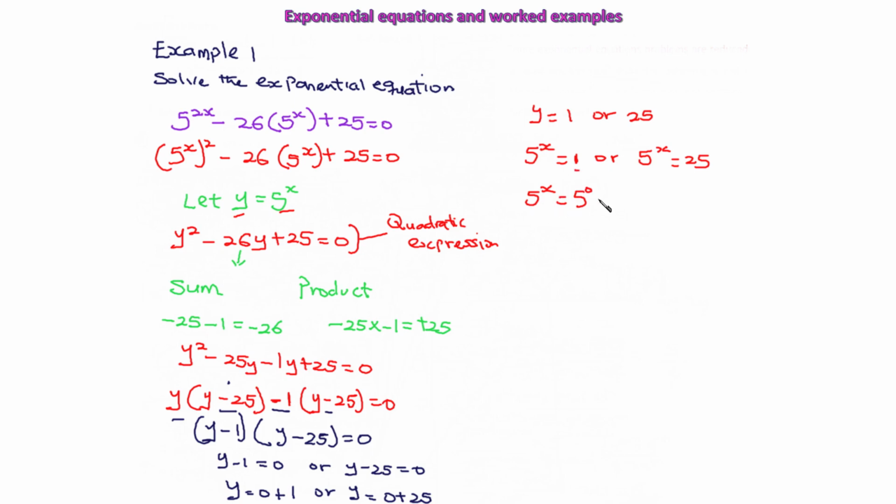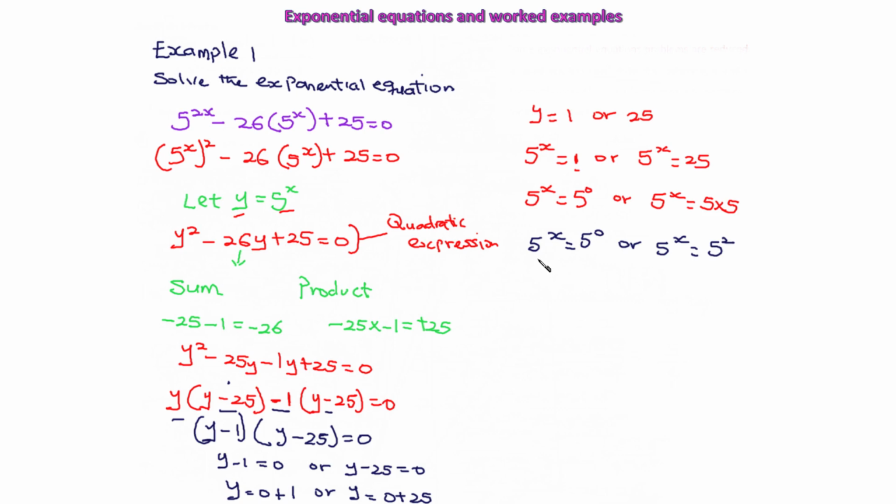So we can have the same base. Or 5 raised to power x is equal to 25. Find the factors of 25. You have 5 times 5. Now, our 5 raised to power x is equal to what? 5 raised to power 2.